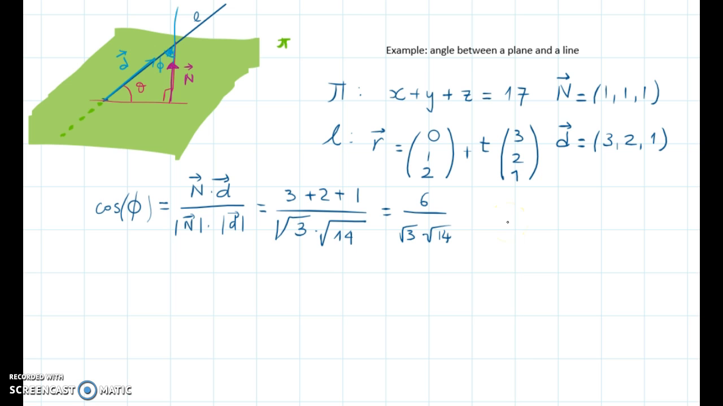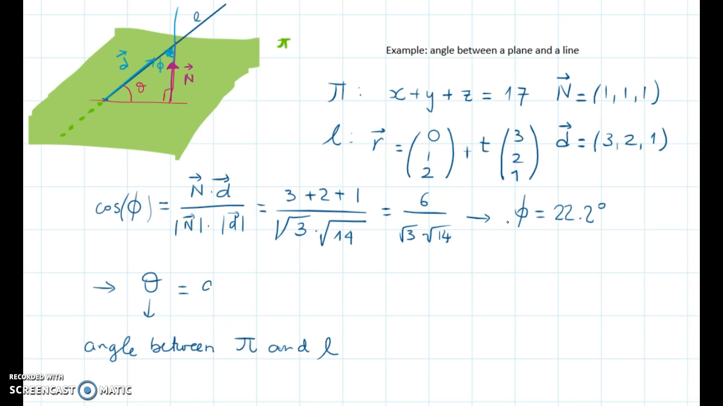So now we can go back to our problem. We found with the calculator that phi is 22.2 degrees. Then this means that theta, which is actually the angle we are looking for, the angle between the plane pi and the line L, is given by 90 degrees minus phi, so it is 67.8 degrees.